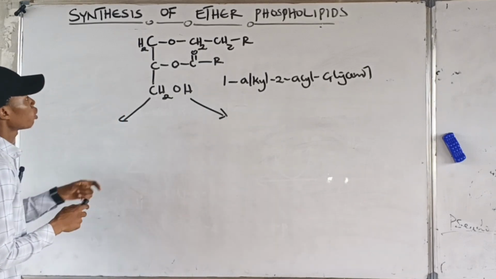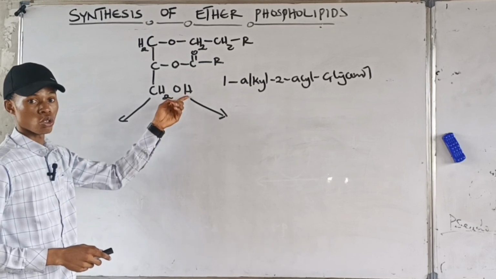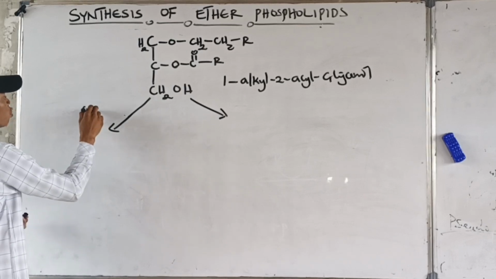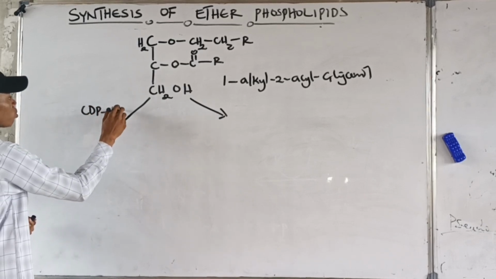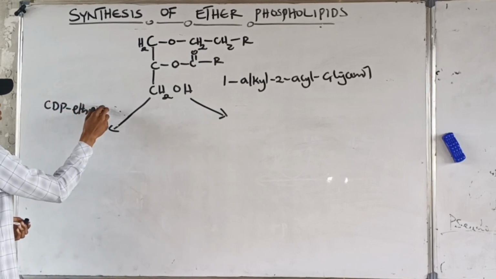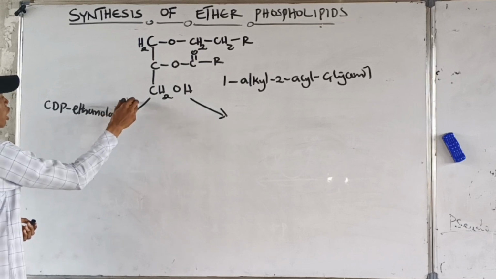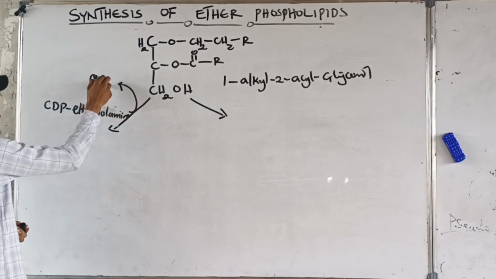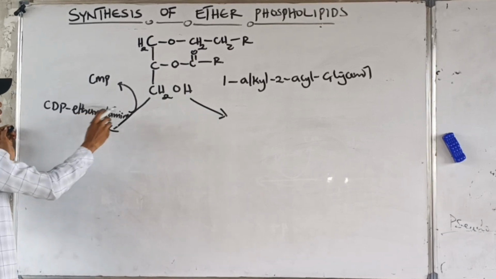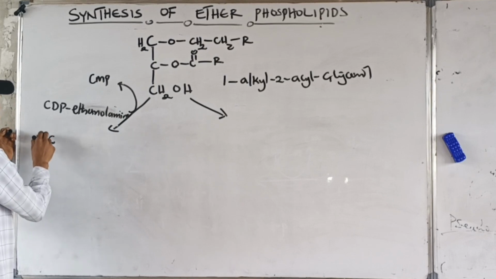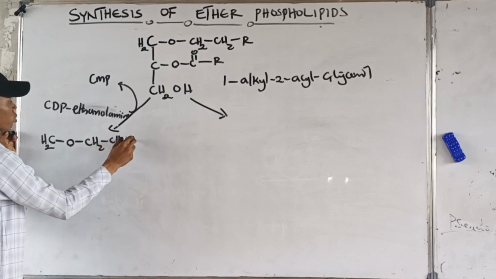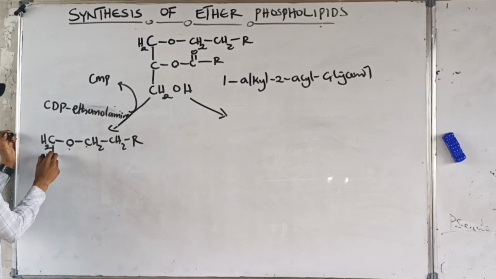Choline. Now, for us to attach any head group here, we must attach a phosphate group, right? So what is coming in here is CDP ethanolamine. If CDP ethanolamine comes, it is leaving as CMP, because what we are interested in is ethanolamine and one phosphate. So I'll be attaching that here now. So if I draw that back, I'll be having this.